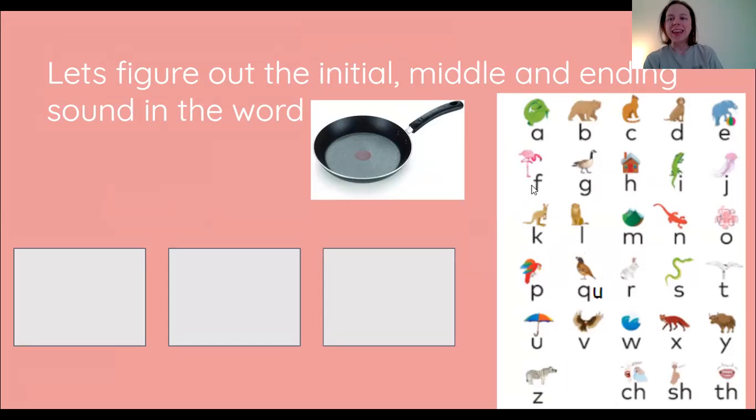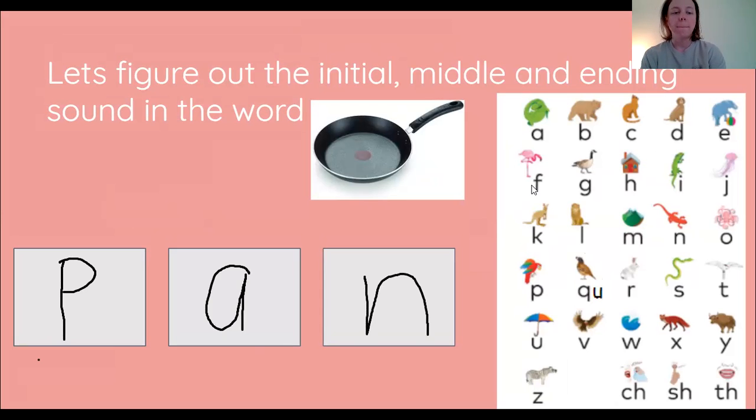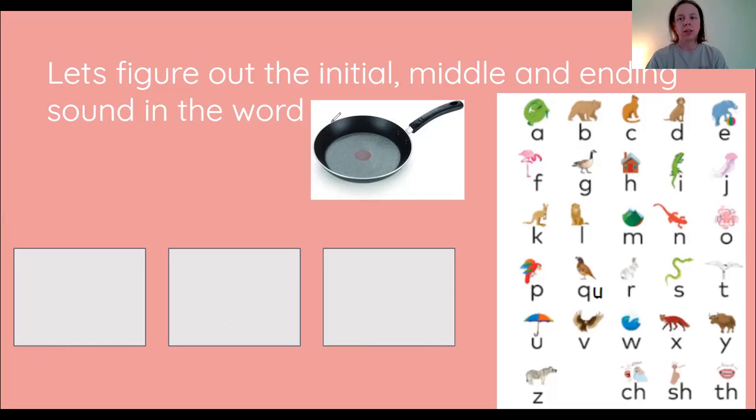P, and, that's P. A, the A kind of says its name. N. And pan. Okay. All right. Pan. And notice we stretched it out. We sounded out each sound. P, pan. Now that A sound makes it a little tricky, but we did good. We did well. All right.